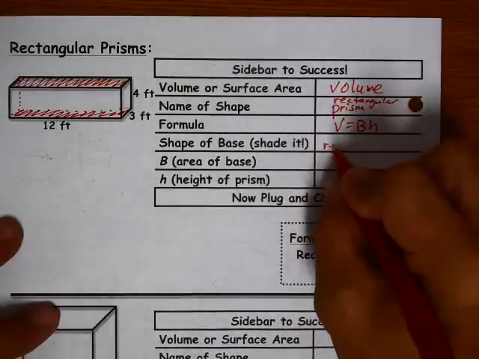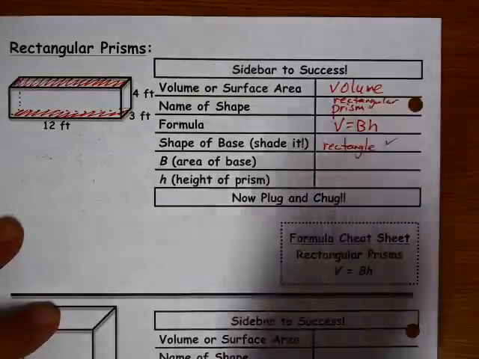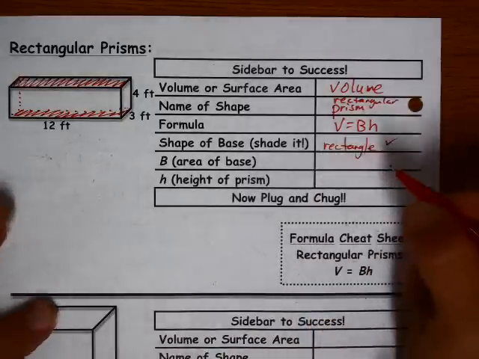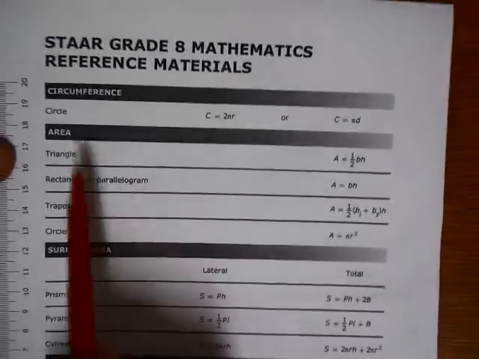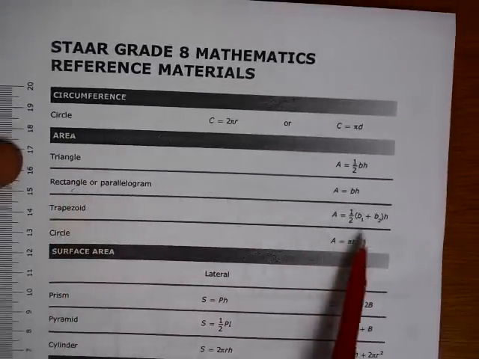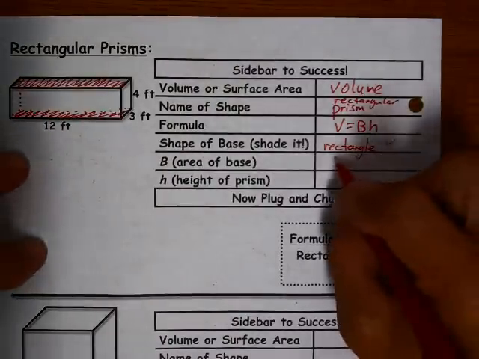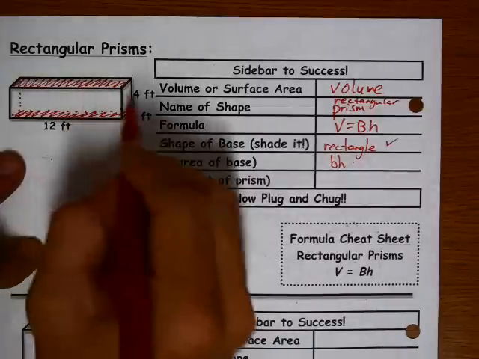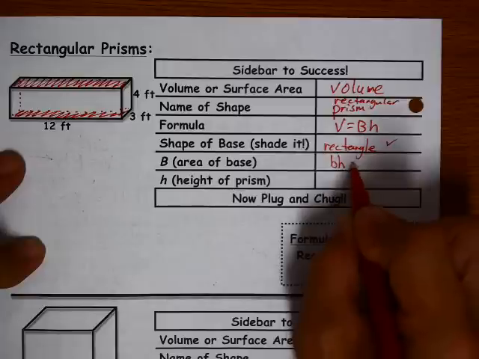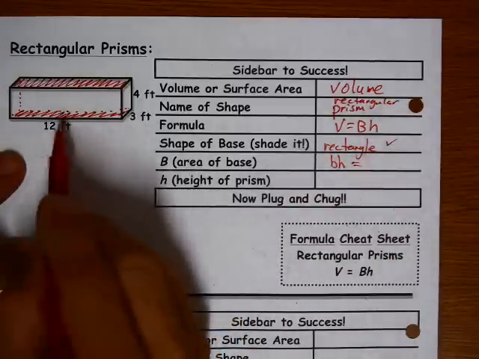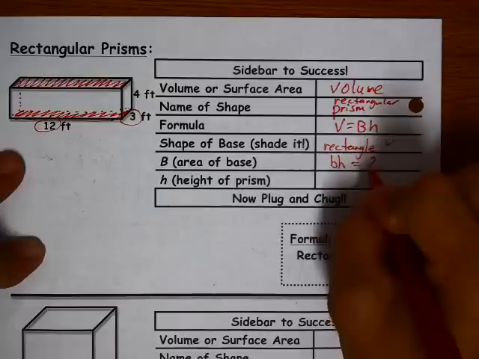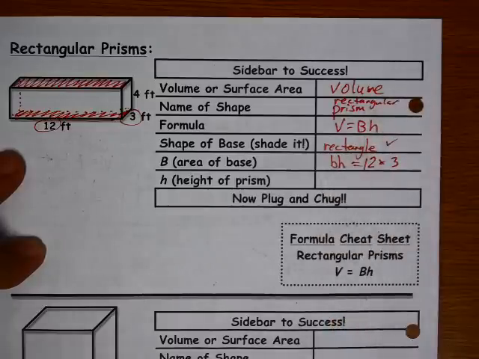Shape of the base, we said that was a rectangle, and we put a check mark there since we shaded it in. Now, we're doing the area of the base. If you look on your formula chart, again, the base is a rectangle, and that formula is that same one we see. Area of a rectangle, base times height. Again, we're dealing with just the base, just this shaded in part. So the base and height of this base right here are 12 and 3. So those are the first two numbers I use. So 12 times 3 is going to give me my area of the base.